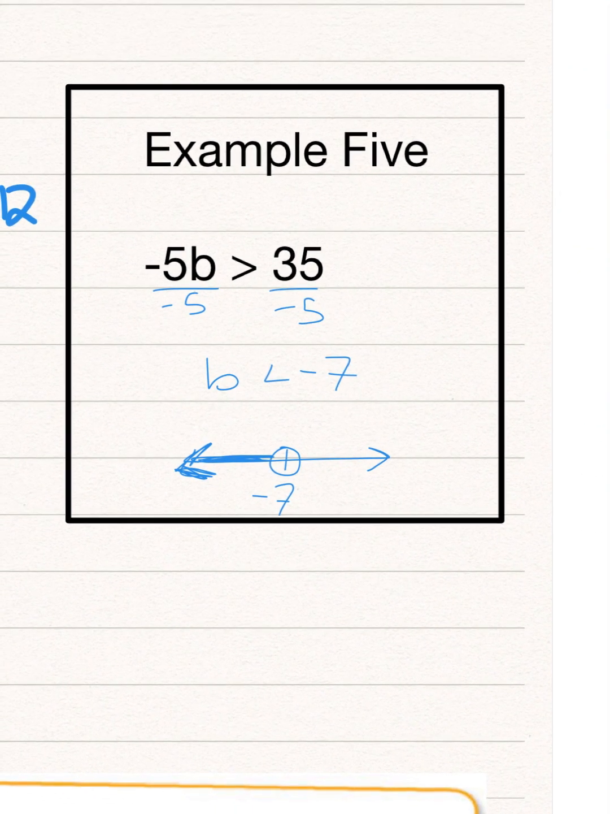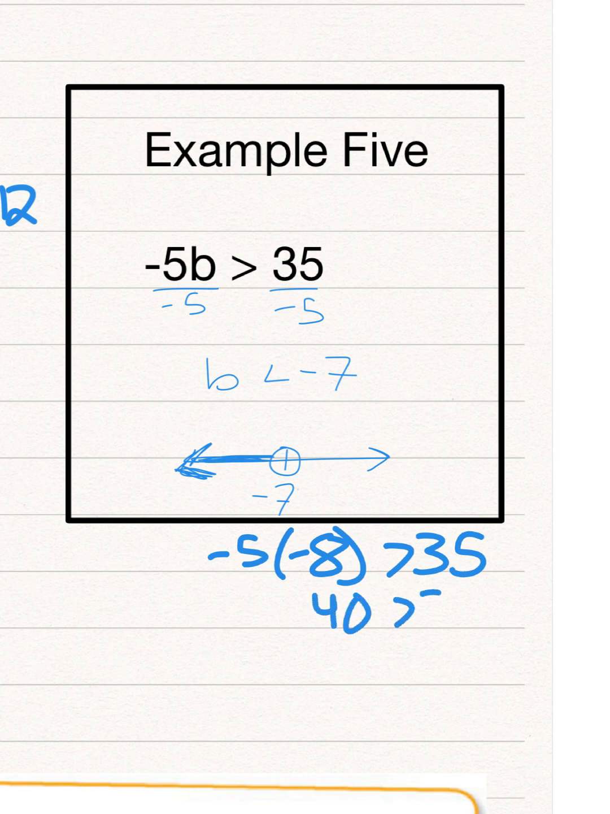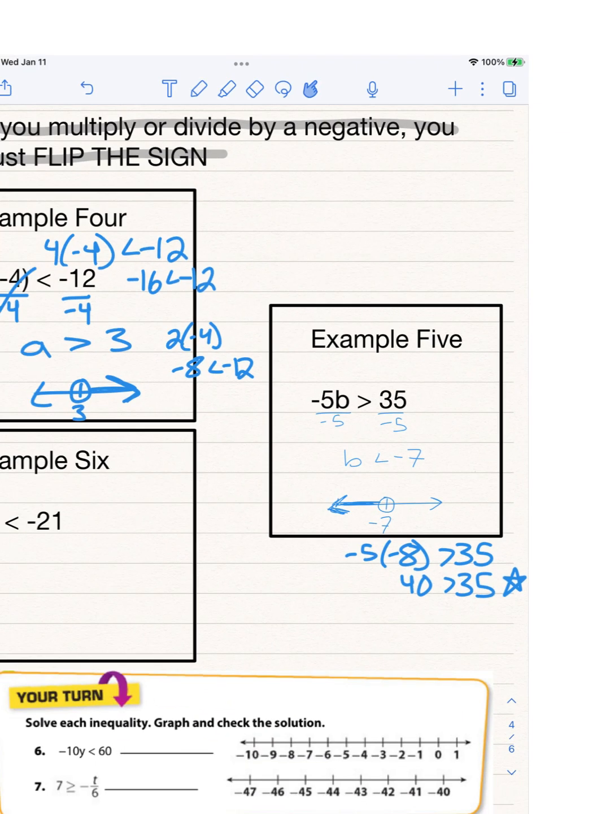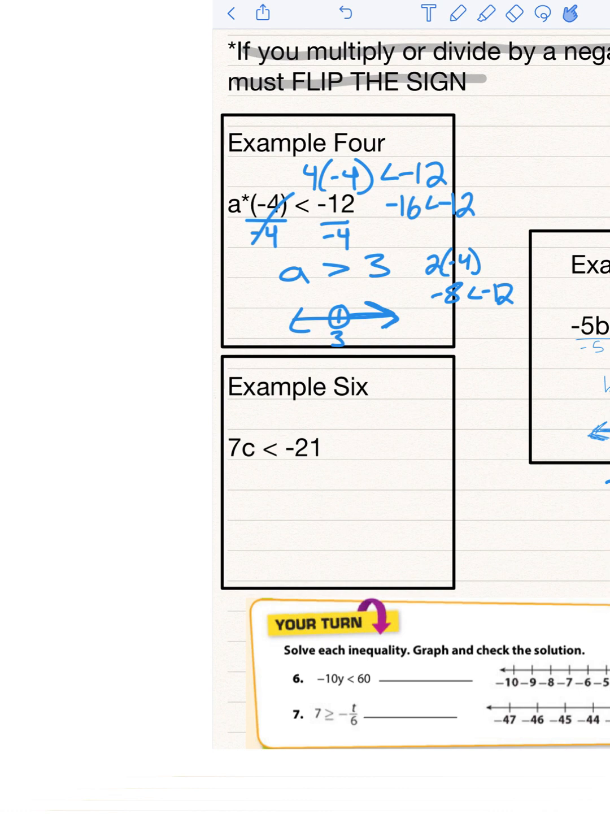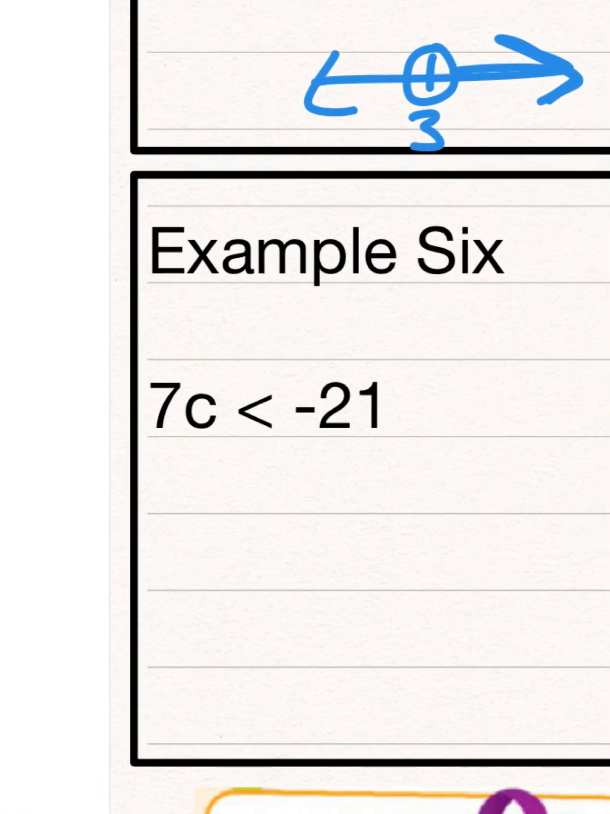Now again, we could test this out to see if we're right. I know negative 8 is not less than negative 7, so it should work. Let's try negative 5 times negative 8, which is positive 40, which is greater than 35. So we are correct. All right, one more example, and then you're going to try it by yourself.